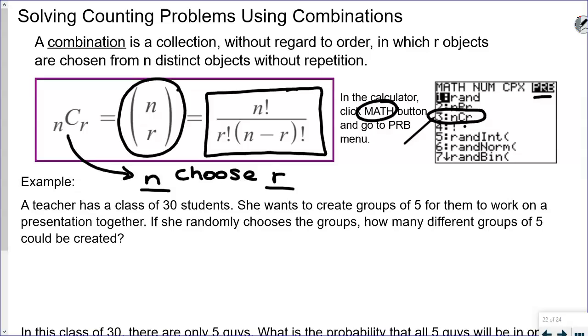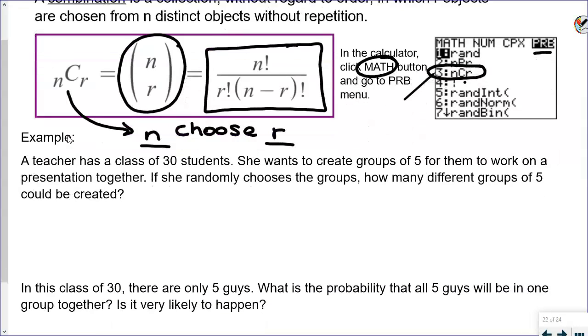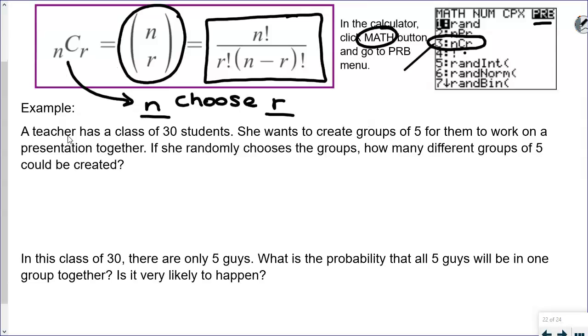The example we're going to do is about a teacher who has a class of 30 students, and she wants to create groups of 5 for them to work on a presentation together. If she randomly chooses the groups, how many different groups of 5 could be created? We need to identify our total sample size, which is n, and what size groups we're choosing, which is r. So n would be 30, since we have 30 total students, and we're doing groups of 5, so 5 is r. We would write this as 30 choose 5.